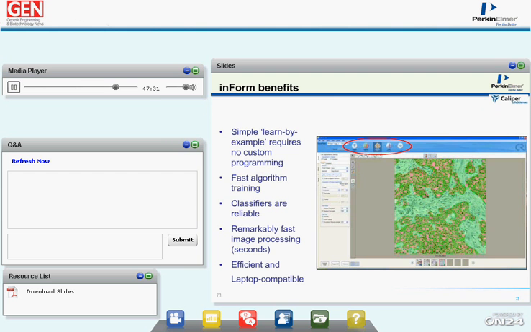So now I'll pass on the mic to Andrew to talk about some of the liquid handling solutions we have for next-gen sequencing. Thanks, Cliff.